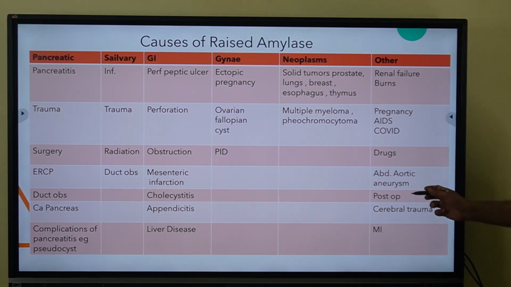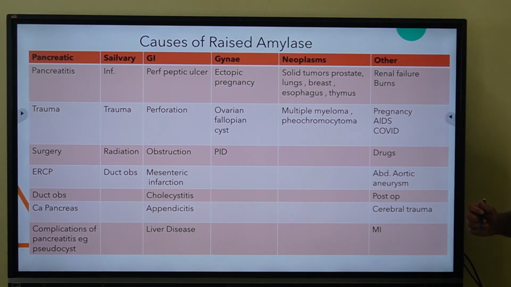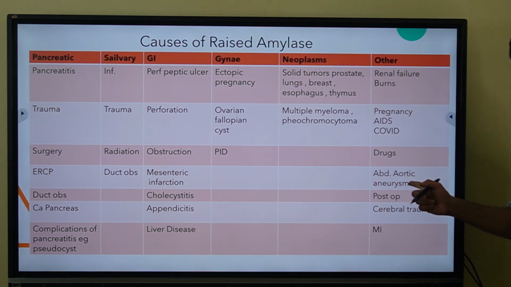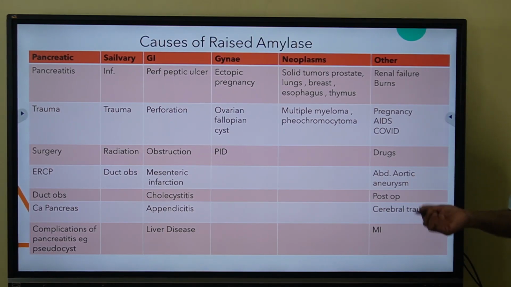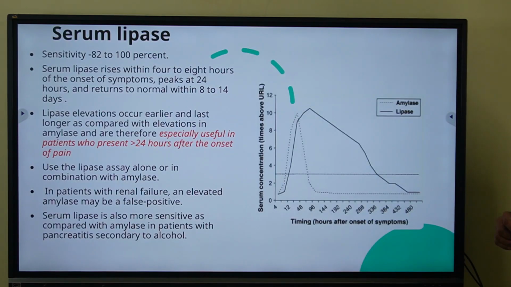Some drugs can also cause raised amylase. And aortic aneurysm: severe epigastric pain can be a presentation of aortic aneurysm, but aortic aneurysm can also give rise to raised amylase. So, post-operatively amylase can be raised, even cerebral trauma or MI. So, diverse conditions can cause raised amylase. So, amylase is by no means very specific.